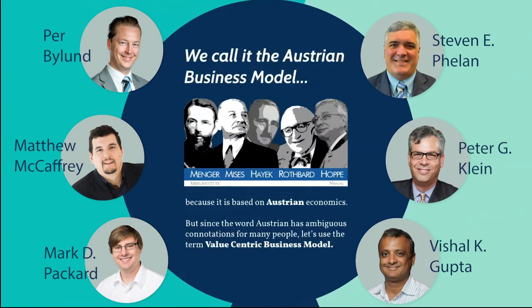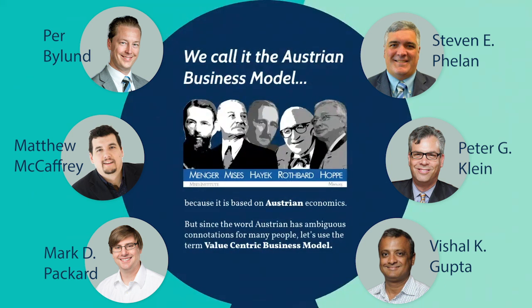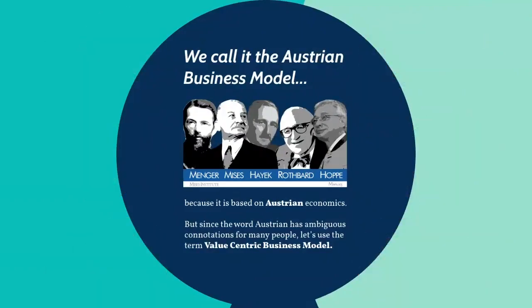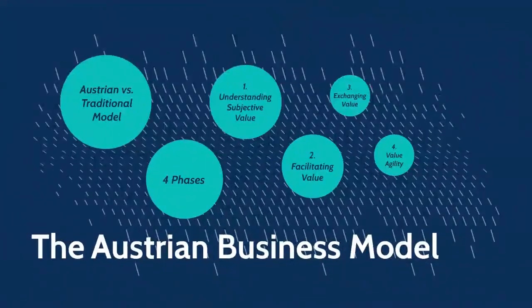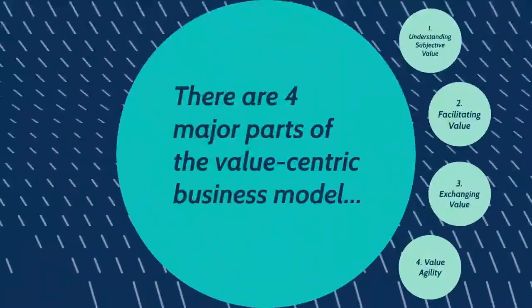We call it the Austrian business model because it's based on Austrian economics. But since the word Austrian has ambiguous connotations for many people, let's use the term value-centric business model. There are four major parts of the value-centric business model.